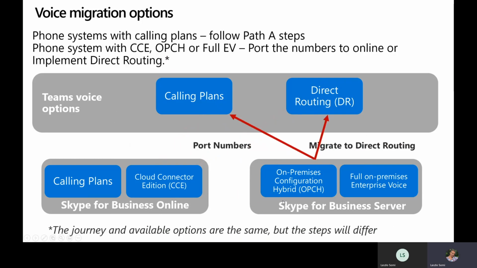From on-premises, exactly the same two options exist. If you live in one of the 12 countries where we support it, you could migrate to Microsoft Calling Plan, or you need to deploy direct routing. The choices are exactly the same. The journey steps you need to execute may differ in each of these scenarios.